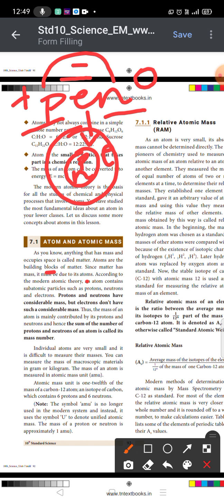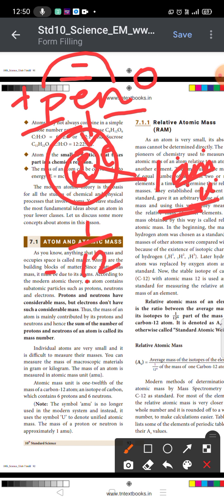Neutrons have no charge. Approximately, protons and neutrons have a mass of 1 AMU. What is AMU? Atomic mass unit. What is atomic mass unit? 1 AMU is equal to 1/12 of the mass of a carbon 12 atom.